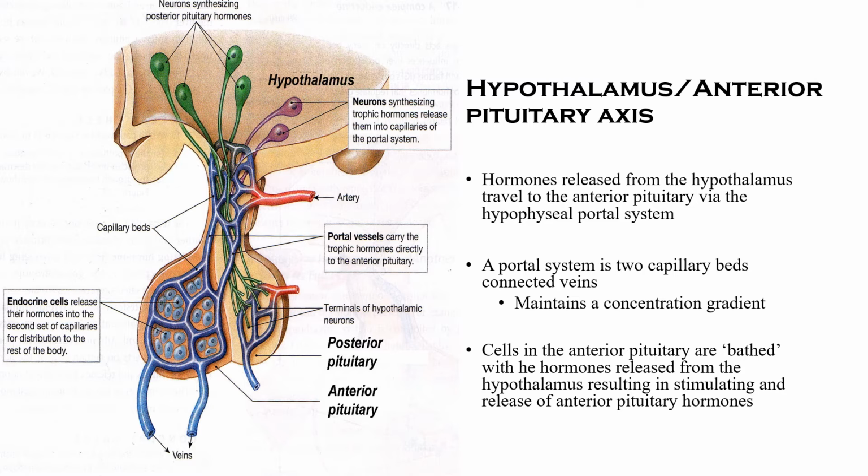So the hormones travel from the hypothalamus to the portal system, and then they enter and bathe the cells in the anterior pituitary. Within the anterior pituitary are basically just these tropic cells, and when they are bathed by the hypothalamic hormones, this results in the stimulation and release of anterior pituitary hormones, also called tropic hormones.